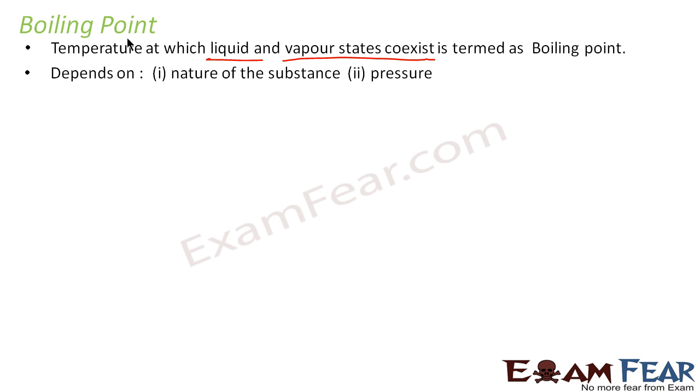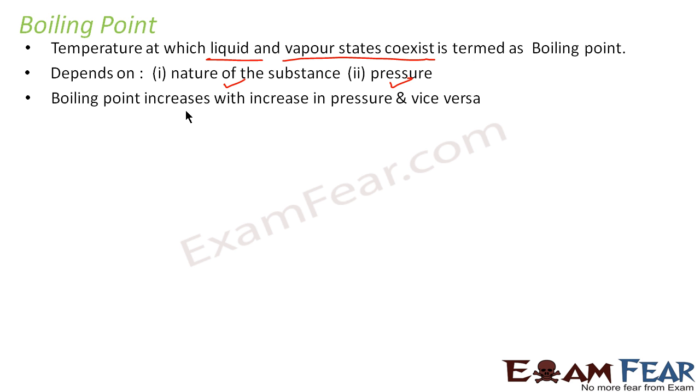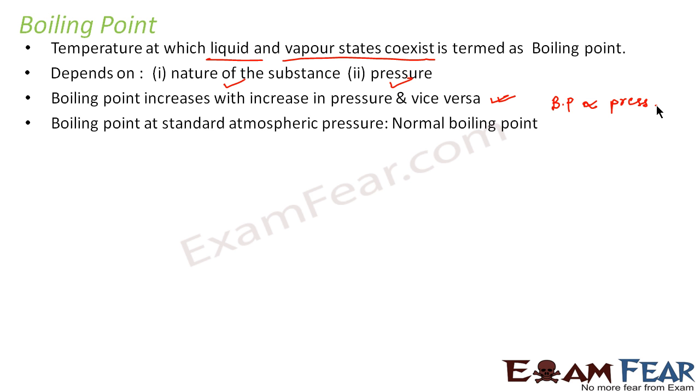Again, boiling point also depends on nature of the substance and pressure. Boiling point increases with increase in pressure and vice versa. So that is how boiling point changes with pressure. It is directly proportional to pressure. So boiling point is directly proportional to pressure. So as pressure increases, boiling point also increases. Boiling point at standard atmospheric pressure is known as normal boiling point. Standard atmospheric pressure, I already told you, is nothing but 1 atmosphere.